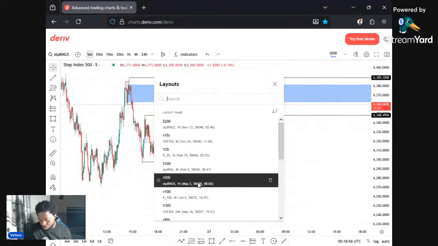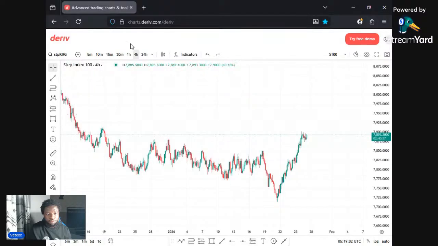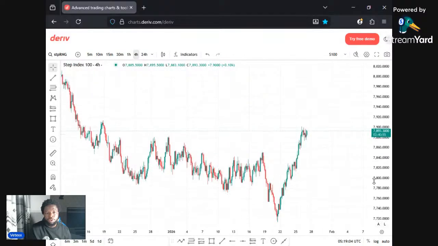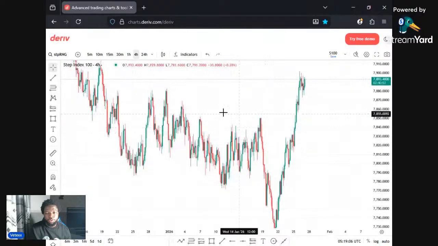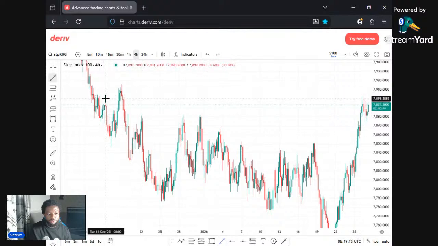The next we are going to be checking is Step 100. Let's check out what's happening on Step 100. So Step 100 on the 24-hour time frame is bearish, but on the 4-hour time frame, it's giving a continuation, which is this. Okay, we have a continuation structure, which is this.